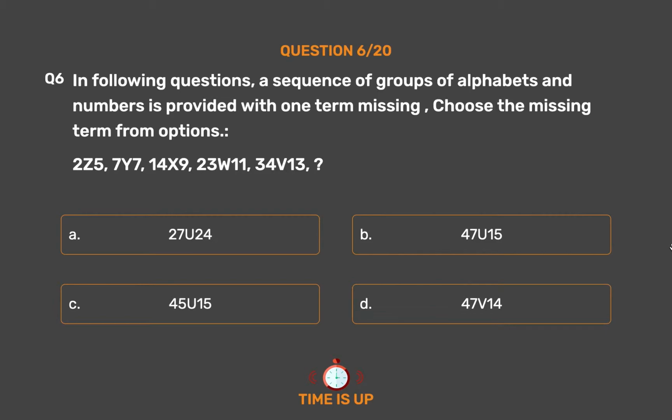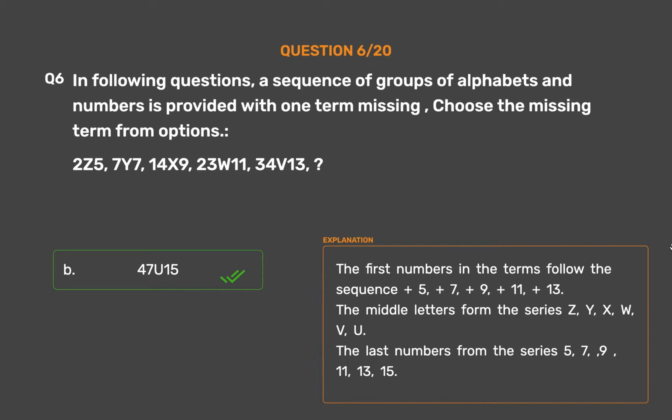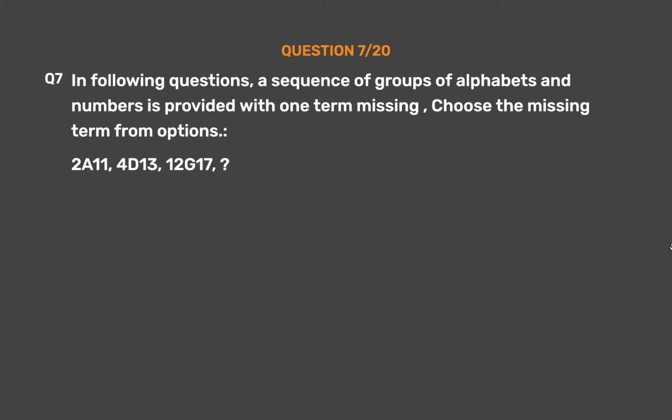The correct answer is option B, 47U15. The first numbers in the terms follow the sequence +5, +7, +9, +11, +13. The middle letters form the series Z, Y, X, W, V, U. The last numbers form the series 5, 7, 9, 11, 13, 15. Question number 7. In following questions, a sequence of groups of alphabets and numbers is provided with one term missing. Choose the missing term from options.